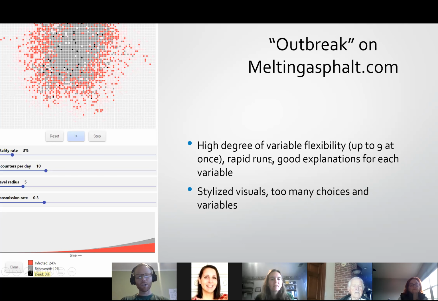So in addition, it had good explanations. This one had pretty much everything. The thing that people didn't like about it was that it was a little stylized. So these are the humans, and it just kind of went in and then out.